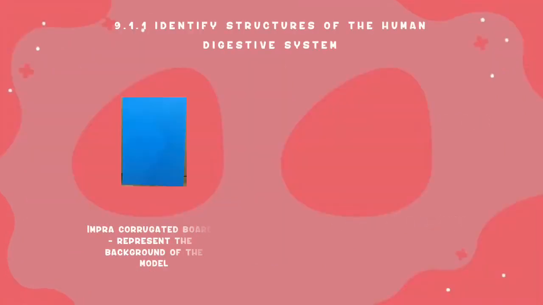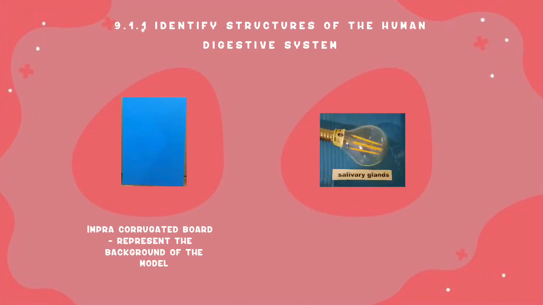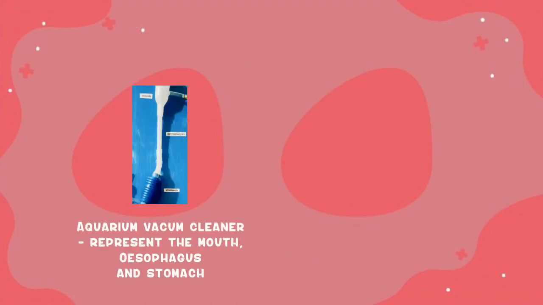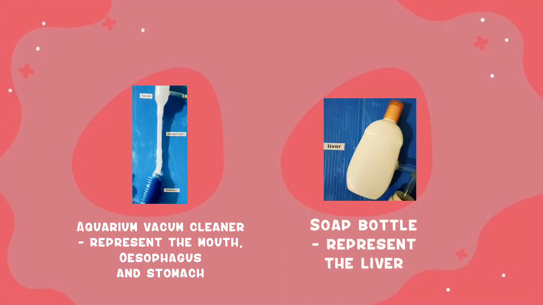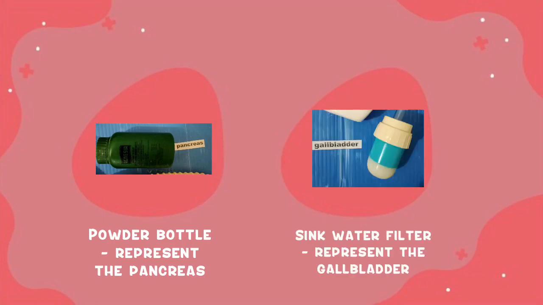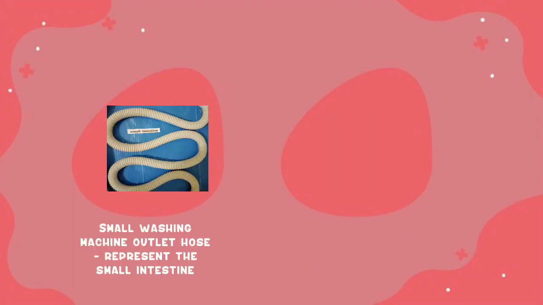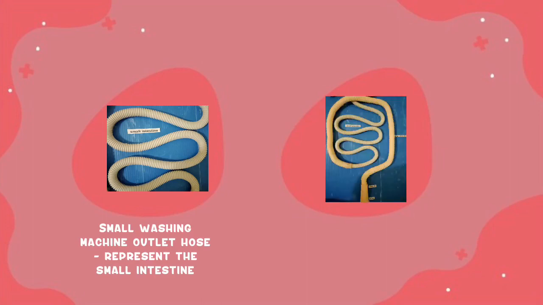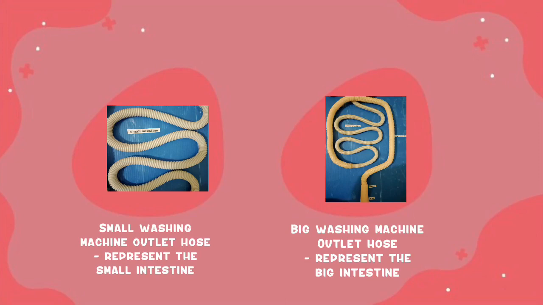For example, we use an infra-corrugated pot to represent the background of this model, a small bulb to represent the salivary glands, the aquarium vacuum cleaner to represent the mouth, esophagus and stomach, a soap bottle to represent the liver, a powder bottle to represent the pancreas, a sink water filter to represent the gallbladder, a small washing machine outlet hose to represent the small intestine, and a big washing machine outlet hose to represent the big intestine.